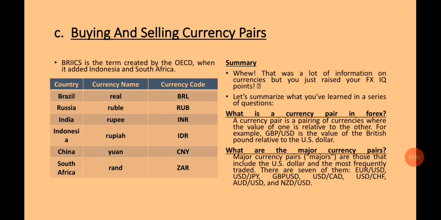What are the major currency pairs? Major currency pairs, the majors, are those that include the United States dollar, the most frequently traded. There are 7 of them: the euro dollar, the dollar yen, the pound dollar, the dollar loonie, the dollar Swissy, the Aussie dollar, and the Kiwi dollar. Cool, right?